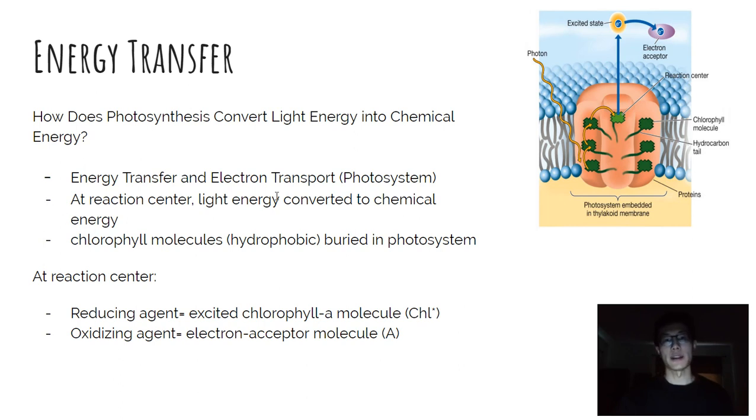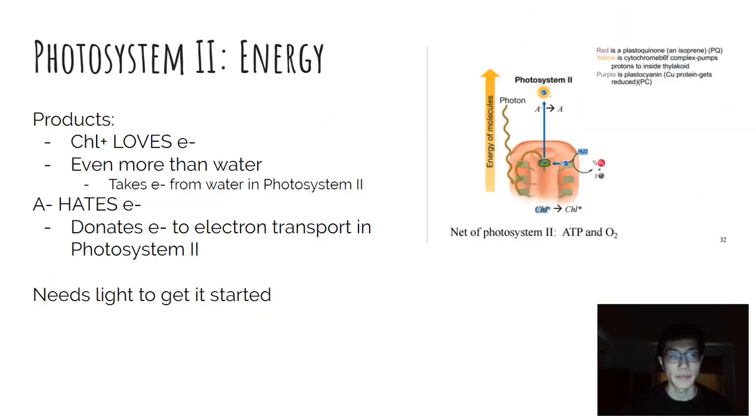At the reaction center, the light energy is going to be converted into chemical energy. And these chlorophyll molecules, which are hydrophobic, are going to be buried within the photosystem. So at the reaction center, we have some reducing agents and oxidizing agents. So think back to your redox reaction lecture. And we have an excited chlorophyll A molecule, which is designated by such, as well as the electron accepting molecule, which is designated by this letter A over here.